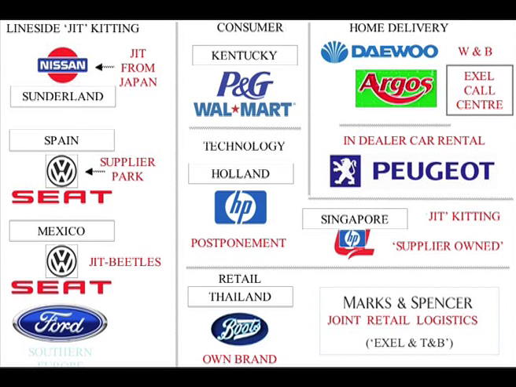Here are some example third-party operations. Lineside jet kitting for Nissan, just in time from Japan. Operating on the Seat supplier park in Spain. Operating on just-in-time Beetles made in Mexico. Consumer, operating with Procter & Gamble and Walmart in Kentucky. Operating with postponement for HP computer goods in Holland. Operating with Boots' own brand in Thailand. Doing home delivery for Daewoo white and brown goods.